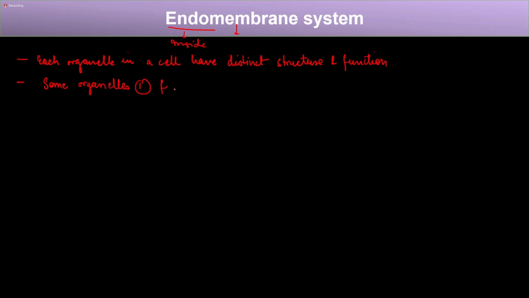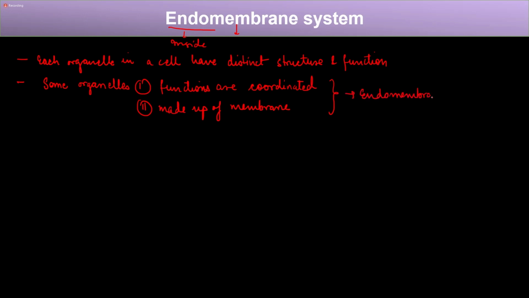First of all, the functions are coordinated. Some organelles' functions are coordinated, and they are made up of membranes. Together, these organelles constitute the endomembrane system. So the endomembrane system consists of those organelles that are made up of membrane and, secondly, whose functions are also coordinated. It means that their functions are dependent on one another.